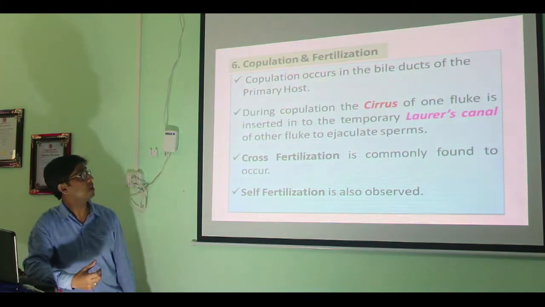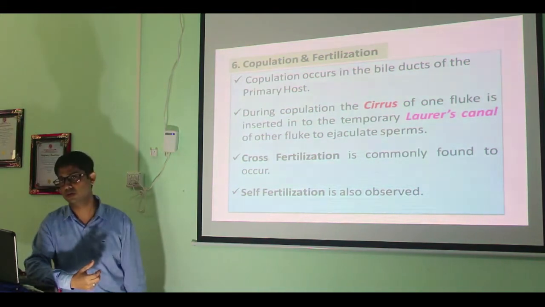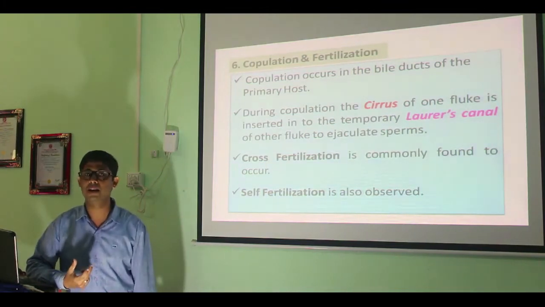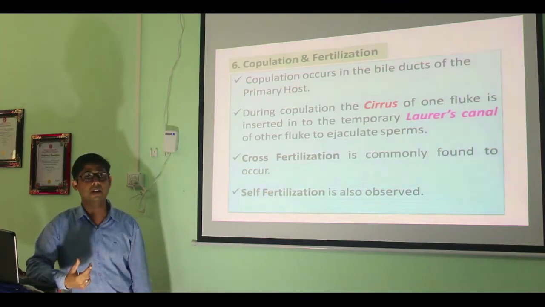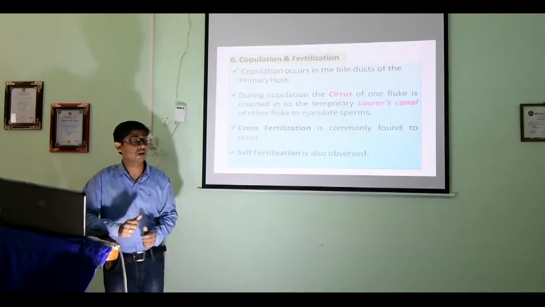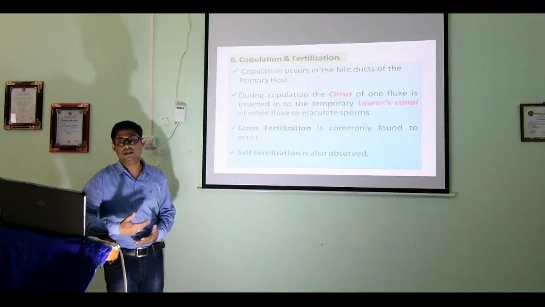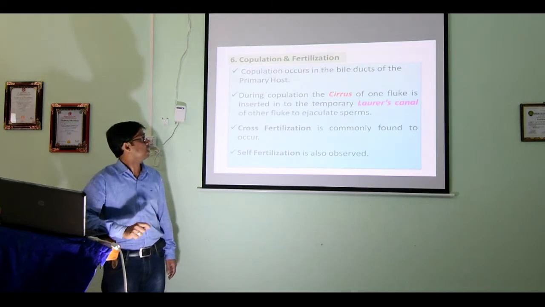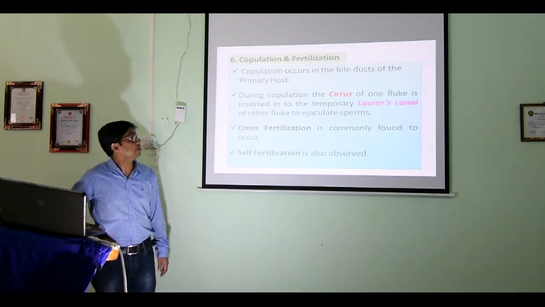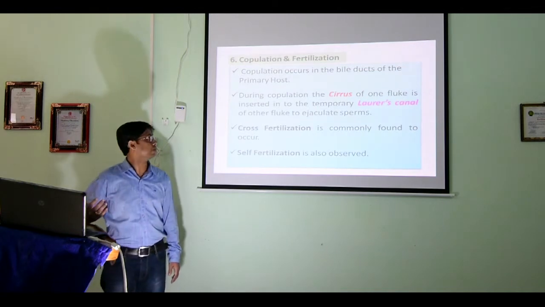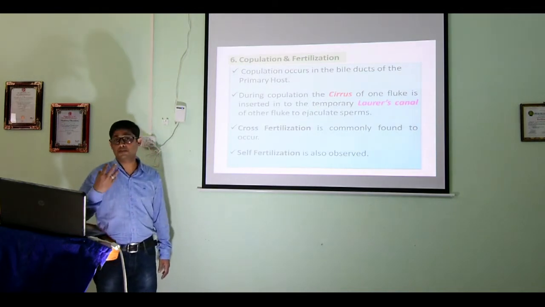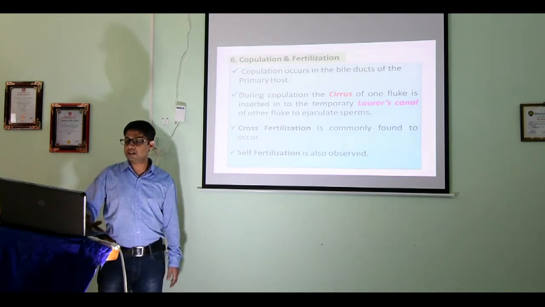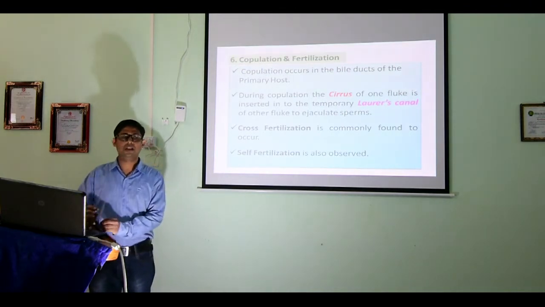So copulation occurs in the bile ducts of the primary host. Because the adults live in the bile duct of the primary host, there in the bile duct the copulation and fertilization occur. So during copulation, the cirrus of one fluke is inserted into the temporary Laurer's canal of another fluke, and the sperms are ejaculated there. After copulation, the fertilization occurs.